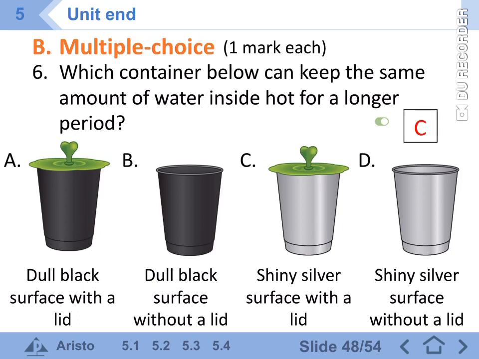The first step, I just look at it and say, oh, there's no lid on it, so it will be losing heat by convection currents. So B and D are out. Then we only look at A and C with the surface color. Black is a good emitter and a good absorber. Since it's not absorbing anything, it's emitting. So it will lose a lot more heat in A than C. So that's why C is the correct answer.